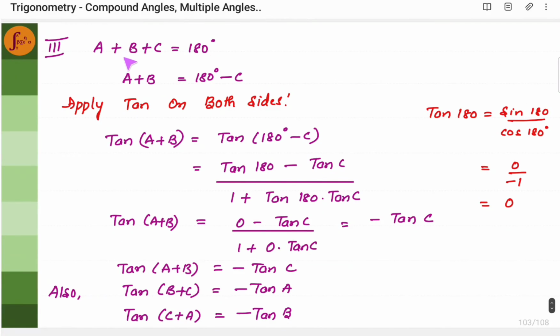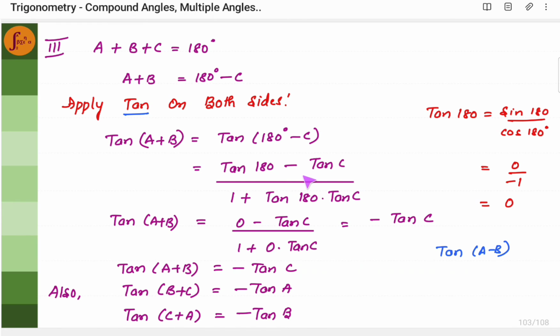Now, same thing we'll do. A plus B plus C is equal to 180 degrees. We'll apply tan now, right? First we tried with sine, second we tried with cos, now we are trying with tan. Applying tan on both sides, you'll get tan (180 minus C). You'll have to apply the tan (A minus B) formula. Tan (A minus B) is tan A minus tan B divided by 1 plus tan A into tan B.